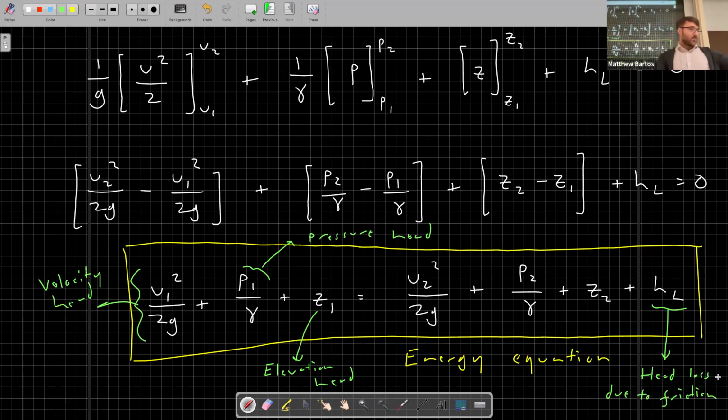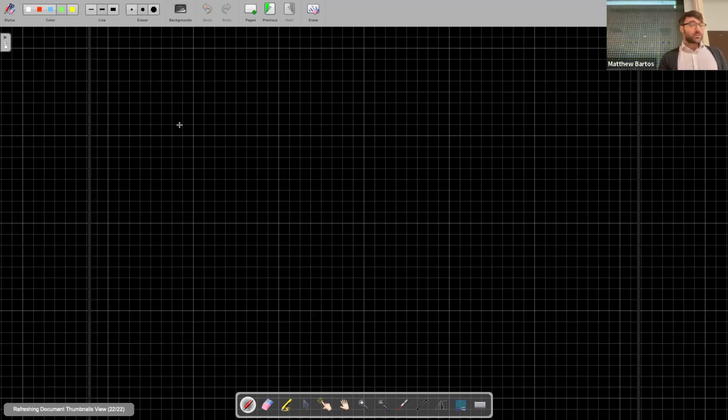All right, so what I want to do next is go through an example applying the energy equation. So we're going to be using the energy equation a lot in this class. I want to start just by looking at a problem involving flow from a tank. It's kind of characteristic of the problems that we'll be looking at in this course.